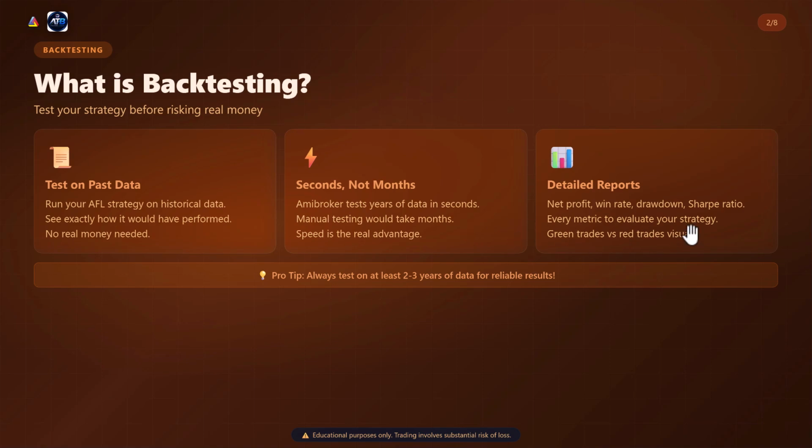So it saves you months of manual checking. You don't have to sit and watch every candle. The software does everything automatically. It gives you a report with net profit, win rate, and maximum drawdown. So it's like a time machine for your trading ideas. You don't need to be a coding genius for this.